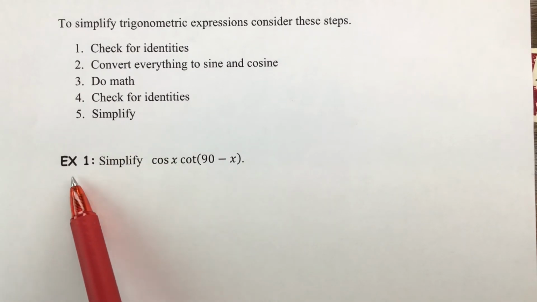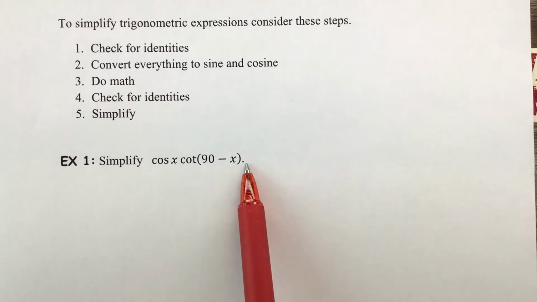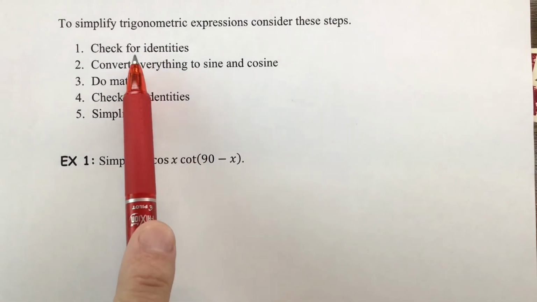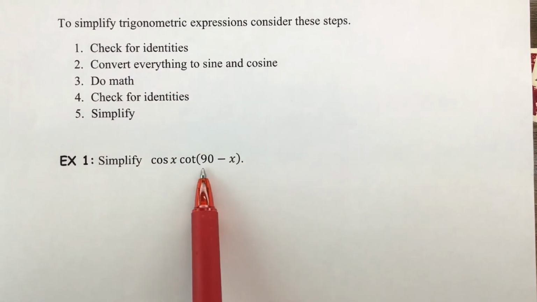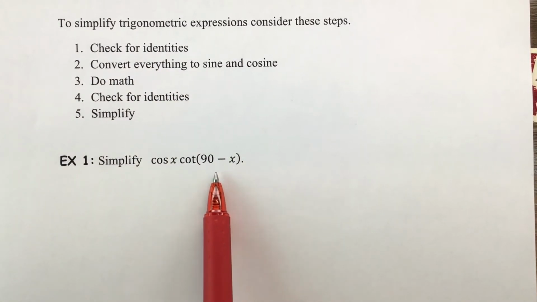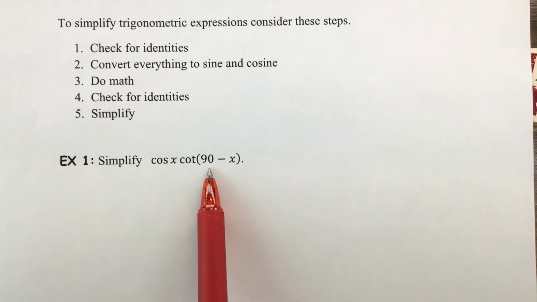All right, for example number 1, we're asked to simplify cosine x times cotangent of 90 minus x. All right, step 1, check for any identities that might be there. Well, this is an identity. This is one of our cofunction relationships that we have here. So we don't need to have 90 minus x, which we should definitely change. We don't need to have the 90 minus x.